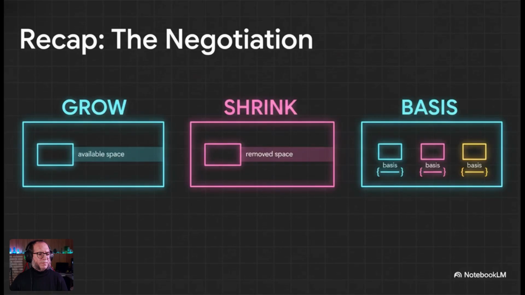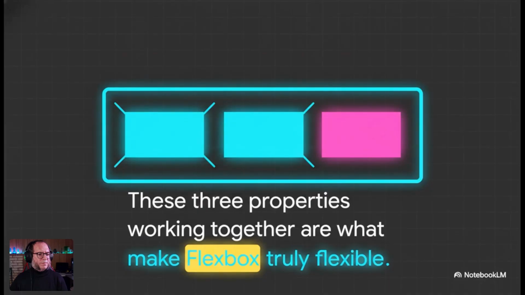So let's lock it in one last time. Grow claims leftover space. Shrink gives space back when things get tight. And basis sets the starting point for the whole negotiation. And those 3 things, working together, are exactly what makes Flexbox, well, flexible.